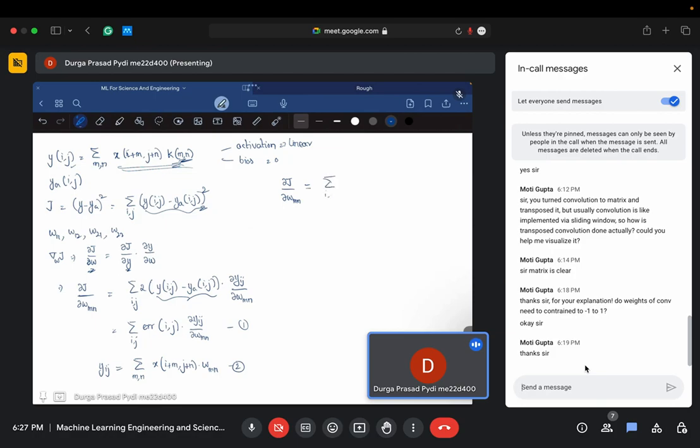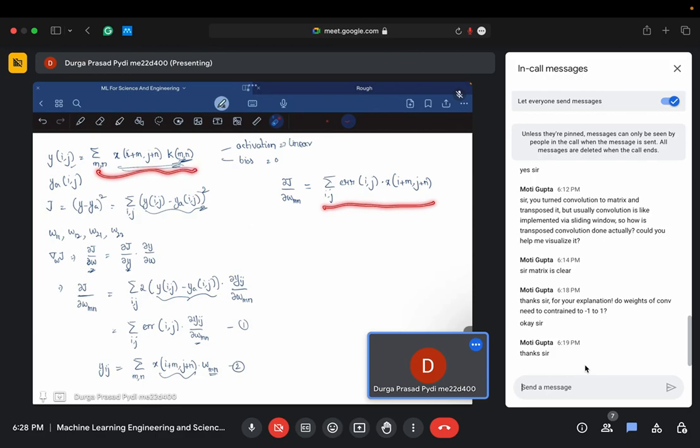Summation over i comma j. So when you differentiate with respect to w mn, only for one particular value of mn that matches this will you have this particular coefficient, and everywhere else it is going to be 0. So this will give you error of i comma j times del y ij by del w mn, which is going to give you this coefficient x of i plus m, j plus n.